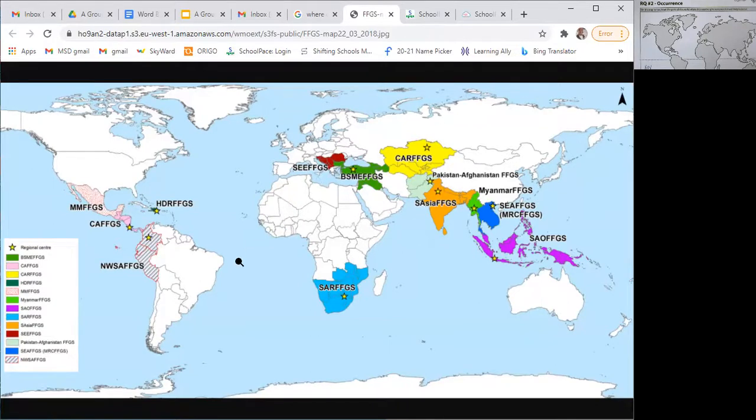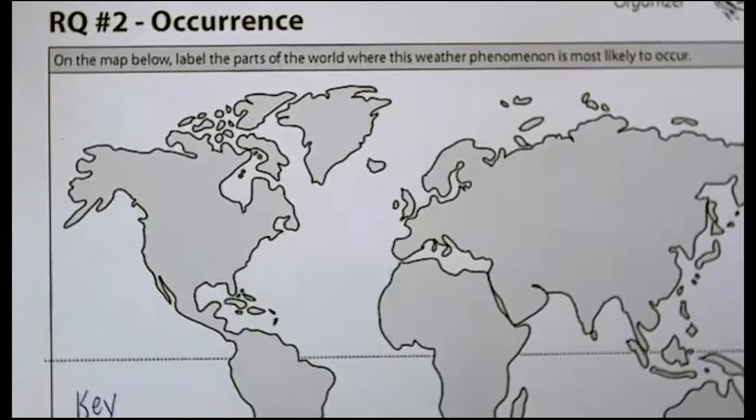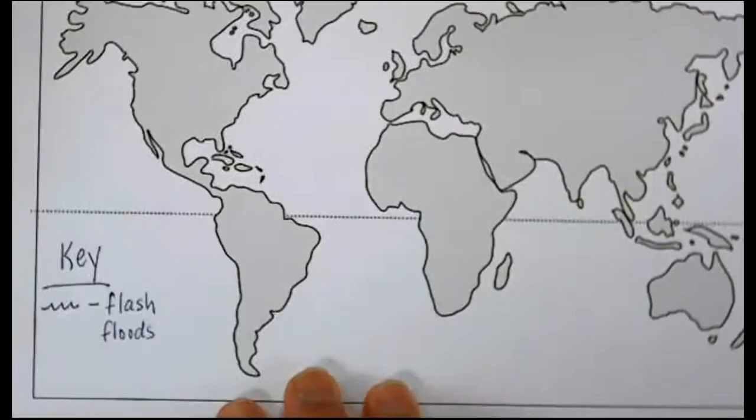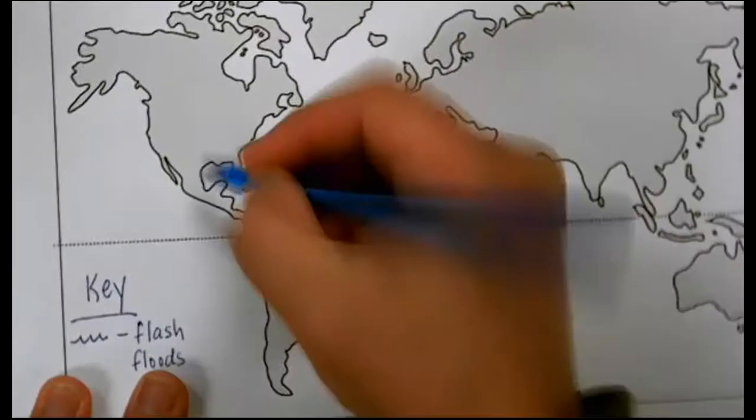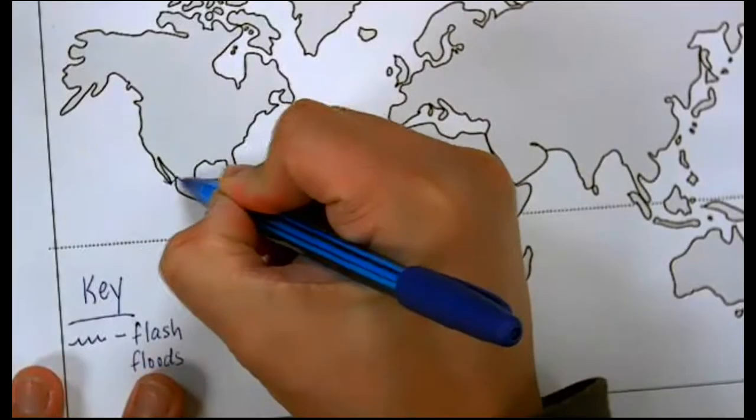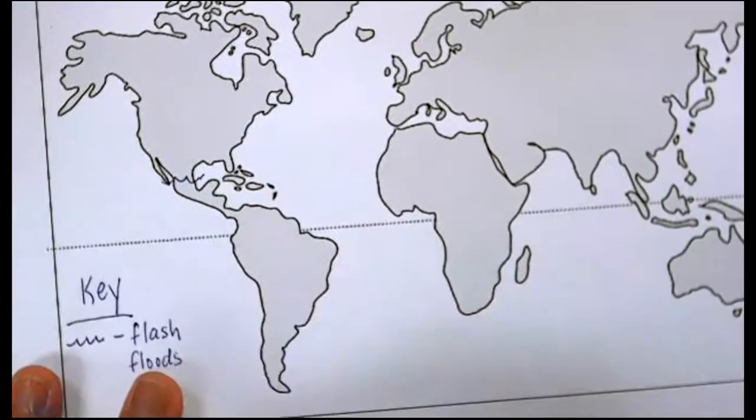So this is just a map. I just looked up flash floods around the world, and then I looked at some information on some links, and this is the best one that I found, because it looks similar to the map that we have. So I'm going to use this to label my map here. Now, the first part I see is that here near Mexico, there's flash floods happening. So I'm going to draw my flash flood symbol there.